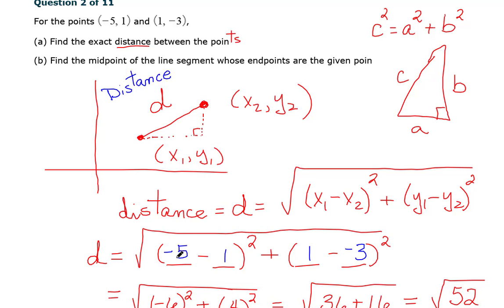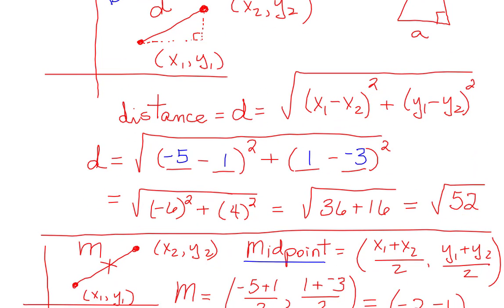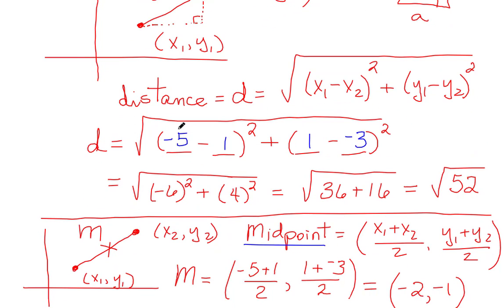All right, so I'm plugging in my points. My x values are minus 5 and 1. Y values are 1 and minus 3. Let's see what happens. Minus 5 minus 1 is a minus 6 squared. 1 minus a minus 3 is 1 plus 3, which is 4. And 4 squared is 16. Add these two together and you get the square root of 52.